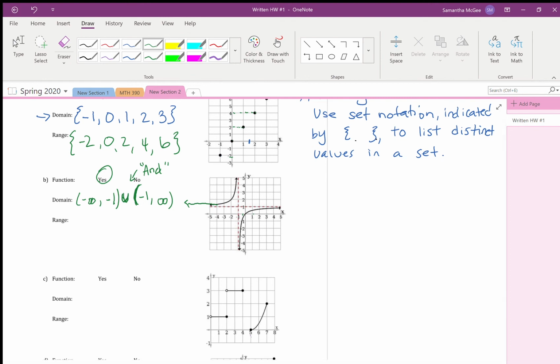Similarly, for our range, right, the smallest number that we output, so to speak, since our graph goes down forever, is -infinity. And we output all of the y values until we get to 1. Right, when we get to 1, we see that we have that horizontal asymptote. We can see that it's not crossing it, so we don't output 1. So we want to make sure that we don't include 1. So I'm going to use that parenthesis, union, and then again, we output all the numbers after that. So from 1 to infinity.